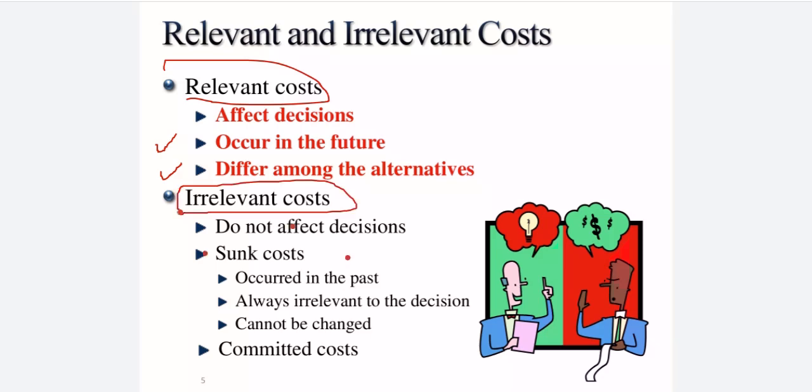Irrelevant cost طبعا it will not affect the decision. Why? Because it will be any sunk cost. sunk cost معناها ايه؟ sunk cost يعني cost occurred in the past. حصلت زمان في الماضي. Okay? So it will always be irrelevant to the decision. Why? Because I can't change it. It's already happened. So I can't change it, so it will not affect my decision. يعني مهما كان القرار بتاعي أنا خلاص صرفت الفلوس دي. يبقى الفلوس اللي أنا صرفتها في الماضي دي it's considered what? Sunk cost.